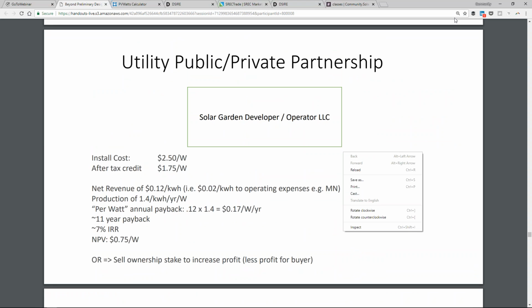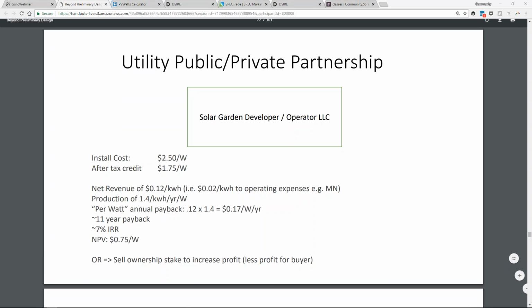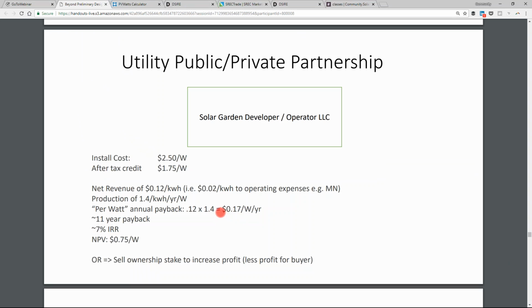And so just as an example, let's say you're looking at an install cost of $2.50 a watt, and take the tax credit effect. So your install cost is $1.75 a watt. And then let's say you sign up customers for 12 cents a kilowatt hour, and your array produces so much. The project payback in this case is going to be kind of similar to residential ownership at an 11-year payback, net present value of 75 cents a watt. And so this is where a developer would come in and get a power purchase agreement for 12 cents and get an 11-year payback.